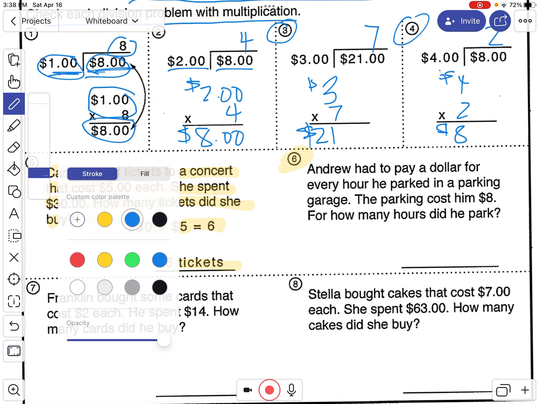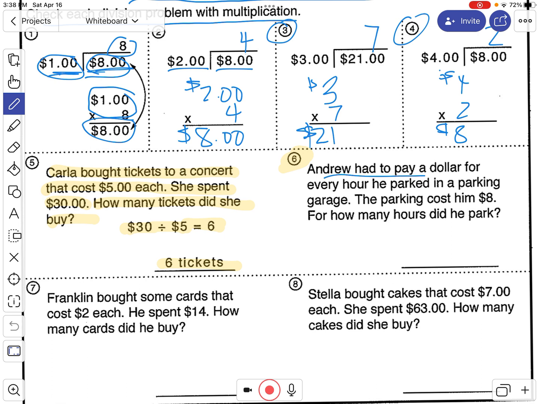All right, so here we go. Andrew had to pay $1 for every hour he parked in a parking garage. The parking cost him $8. For how many hours did he park? Well, we're going to do $8 divided by $1 for every hour. That means he was parked for 8 hours. Woohoo! Okay, pause the video, do 7 and 8, then turn it back on for the solutions.